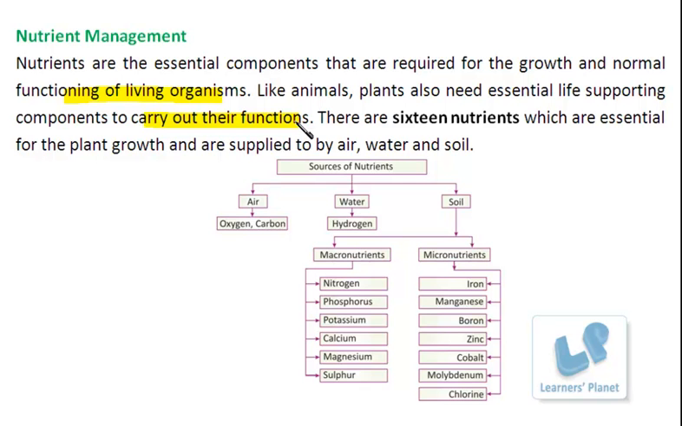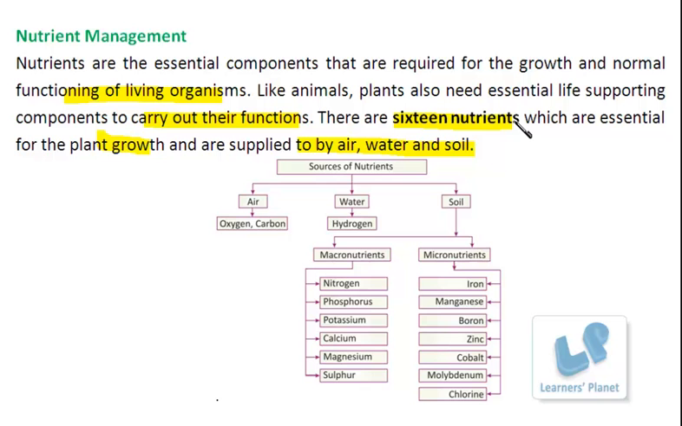If we are discussing plants, do you know what these nutrients are which support their life? There are 16 nutrients which are essentially required for the survival and growth of plants. And from where are these nutrients supplied? These are supplied by the air, water, and the soil. All these 16 nutrients are provided by nature to the plants, but definitely their concentration varies from one place to another.